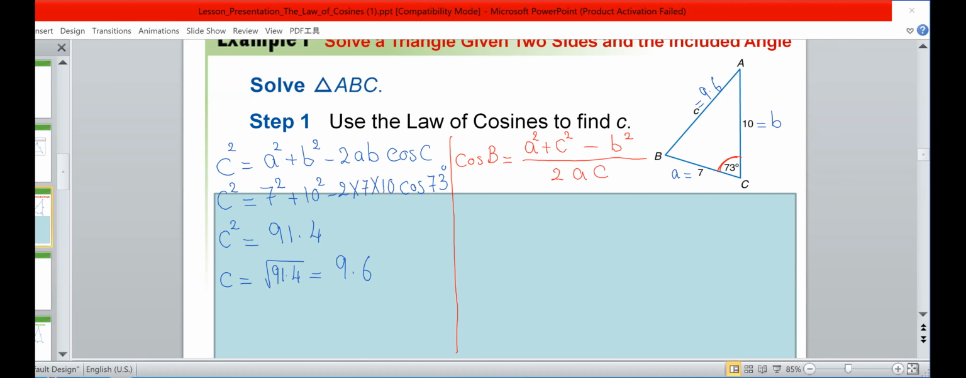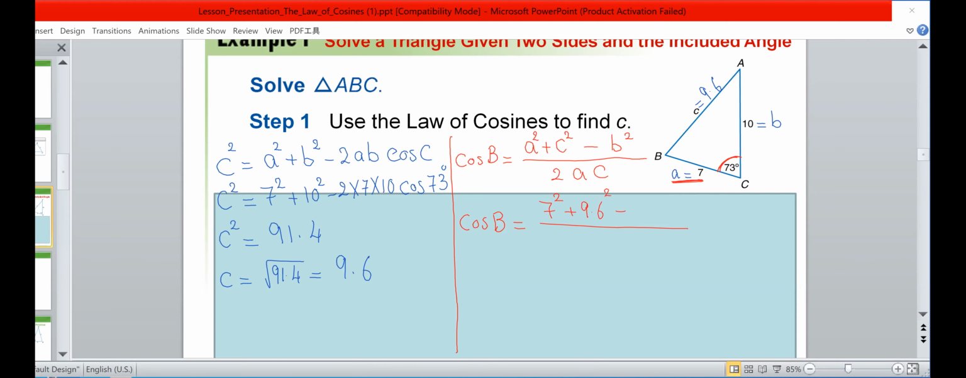Now substitute. Cosine B equals A power 2, A equals 7, so 7 power 2, plus C power 2, which is 9.6 power 2, excellent, minus B power 2. B power 2 equals what?